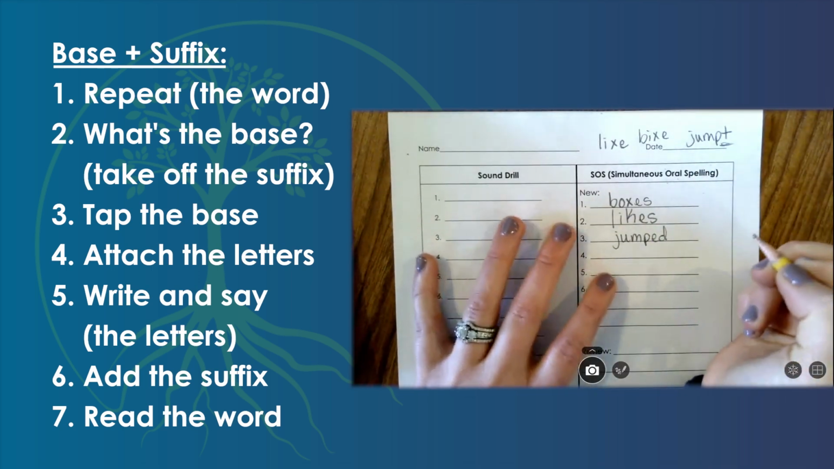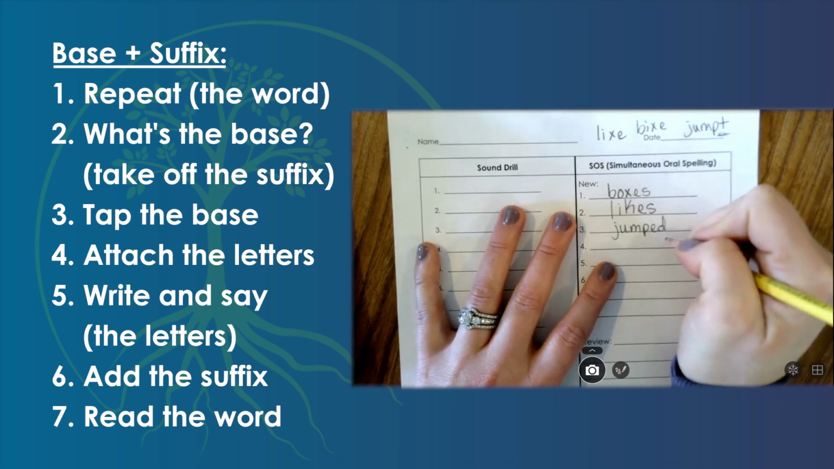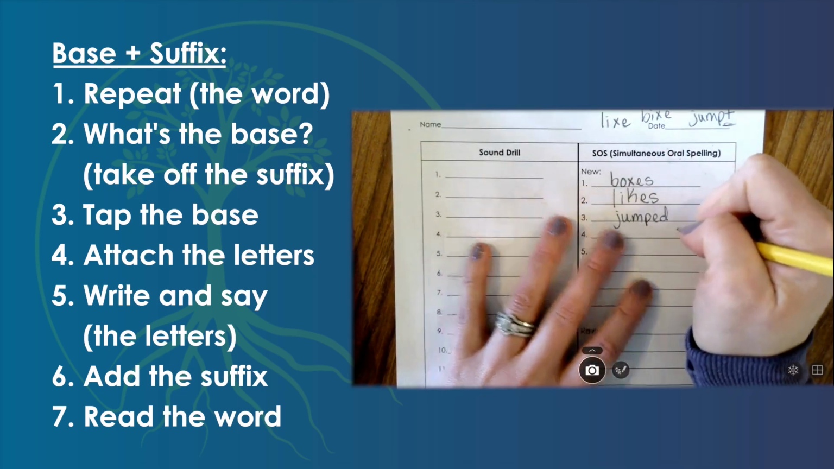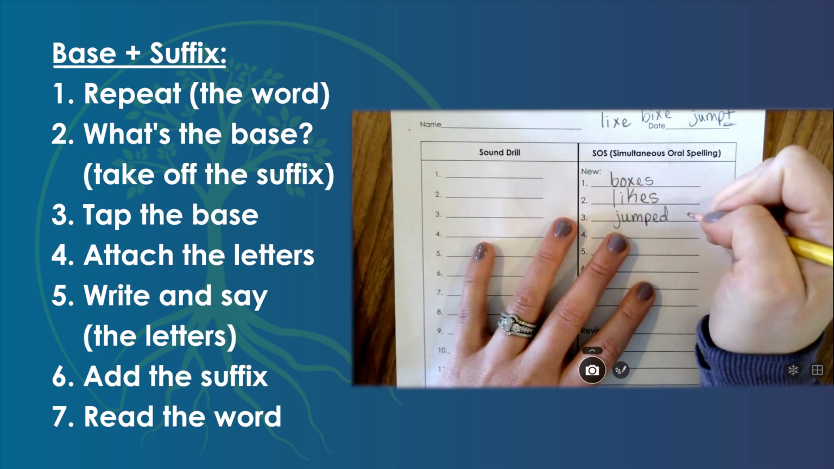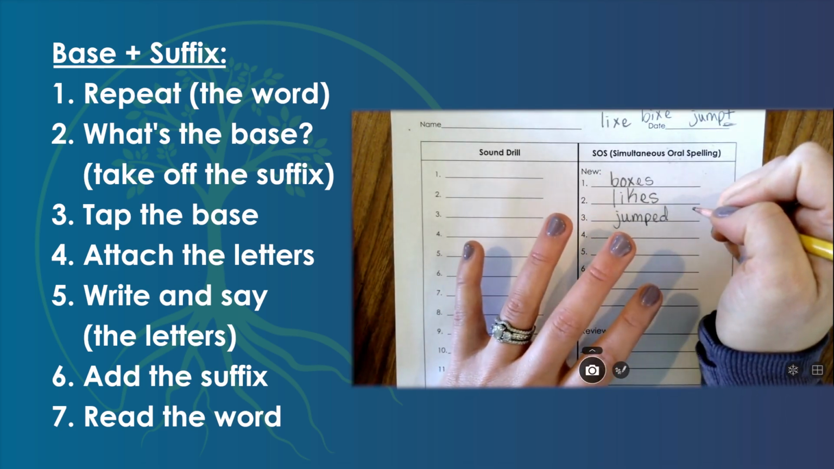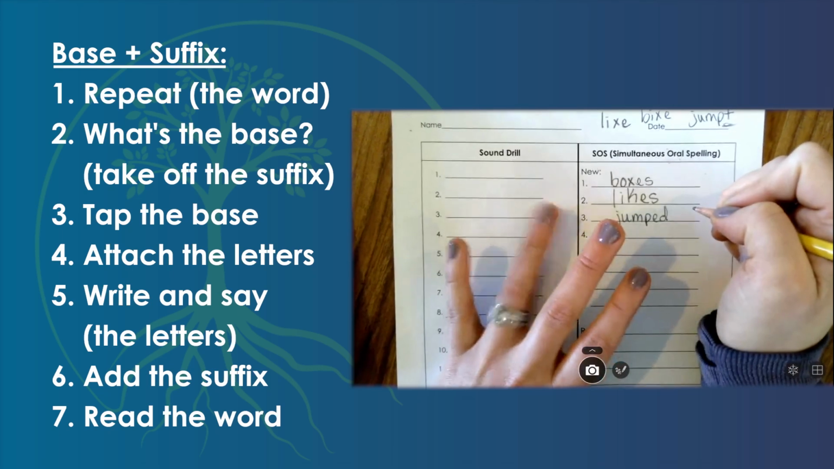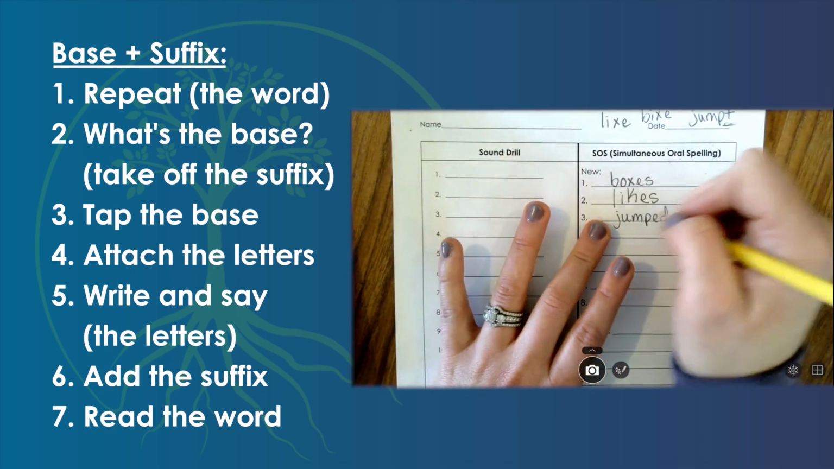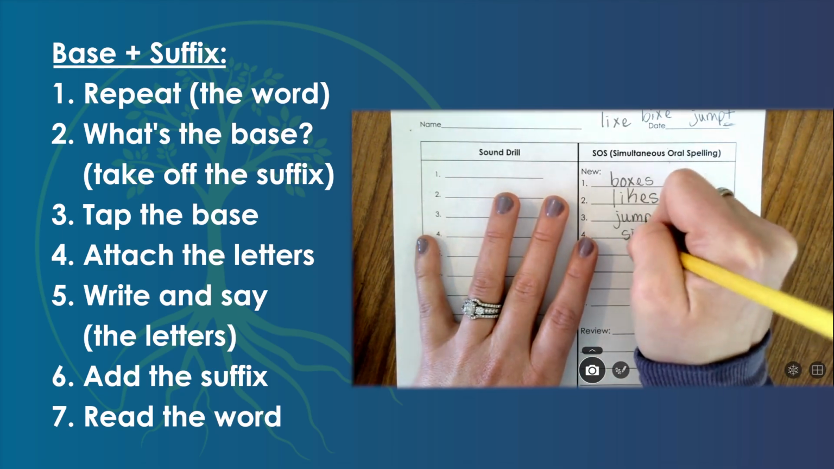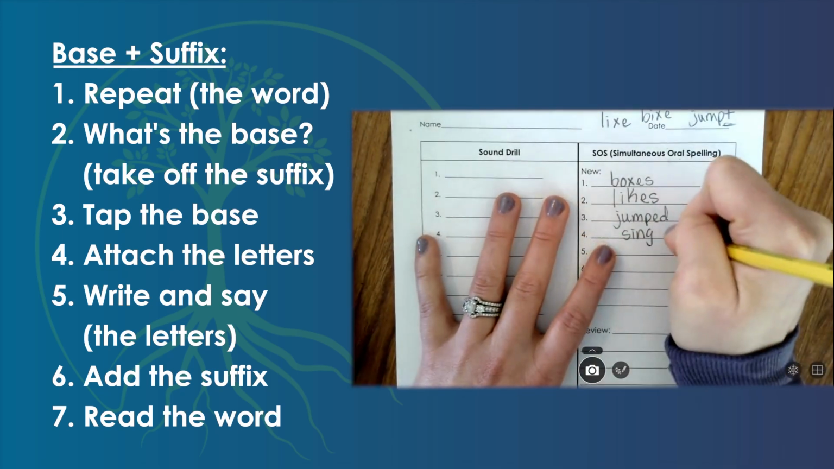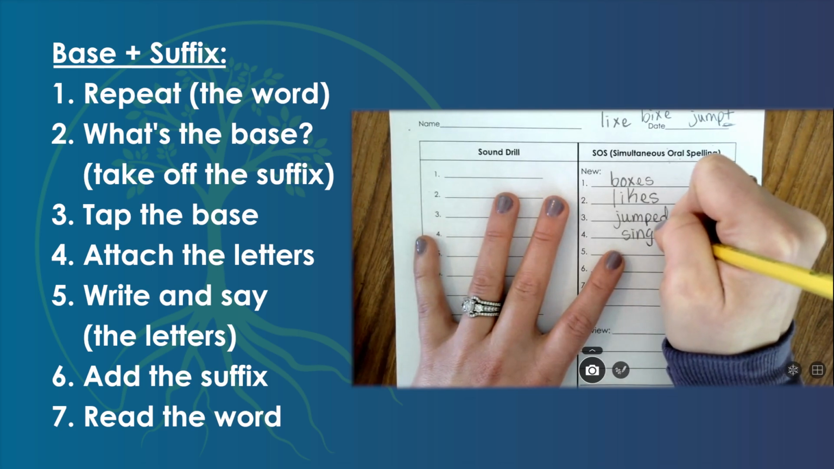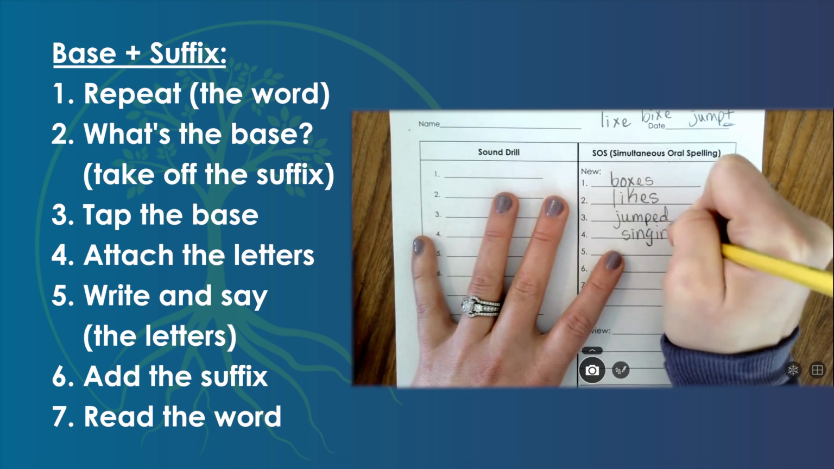Great, write E-D. How about if I do a word like singing? All right, repeat singing. Singing. What's my base? Sing. Tap sing. S, I, N. Attach the letters S, I, N, G. Write and say S, I, N, G. What's the suffix that we hear attaching to make sing-ing? ing. Let's write it. ing.